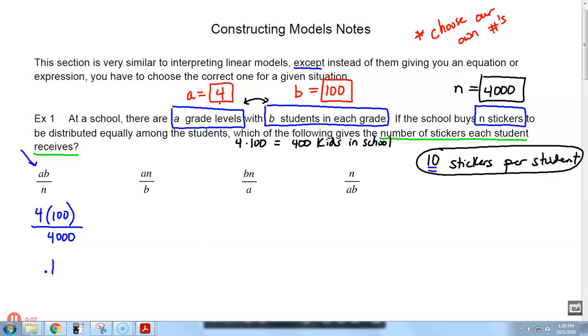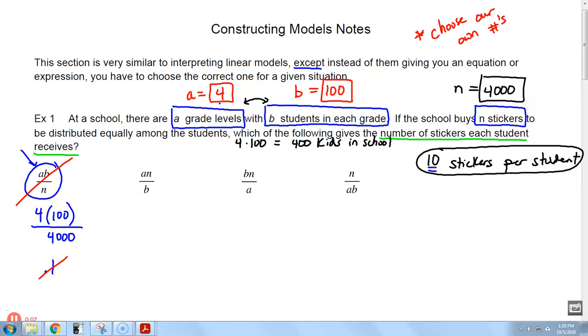basically 0.1. So what this tells me is that I would have 0.1 stickers per student. And I know that's not right. I'm looking for 10 per student. So it can't be this one. That's no good. So I move to the next one.